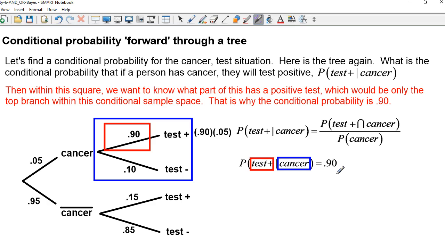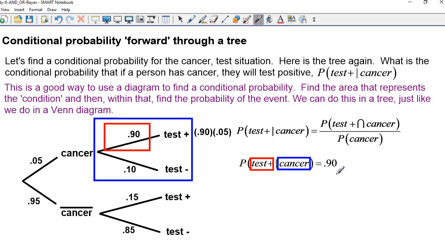Okay, so there we go. The test part is 90%. So this is a really good way to use a diagram to find conditional probability. Find the area that represents the condition, and then within that area find the probability of the event. We can do this in a tree just like we do in a Venn diagram. It just will be a portion of the tree.